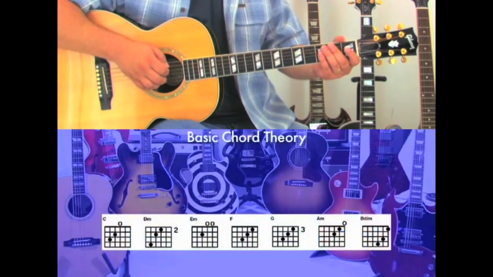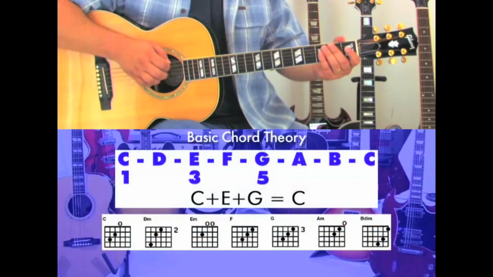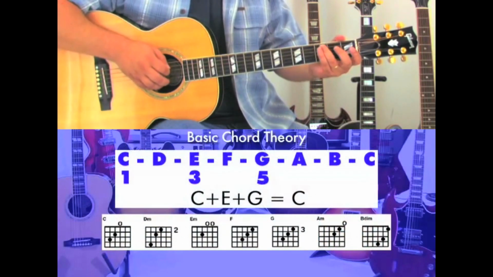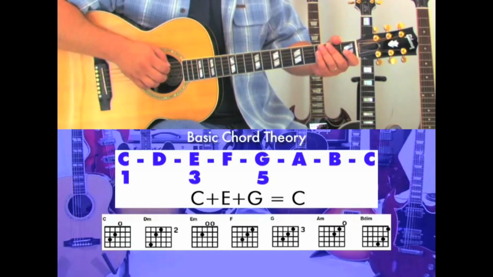To build a C chord from the C scale, you simply combine the notes 1, 3, and 5, or C, E, and G. Because the third interval is a major third, two whole steps distance, the first chord of this scale is a major C chord.